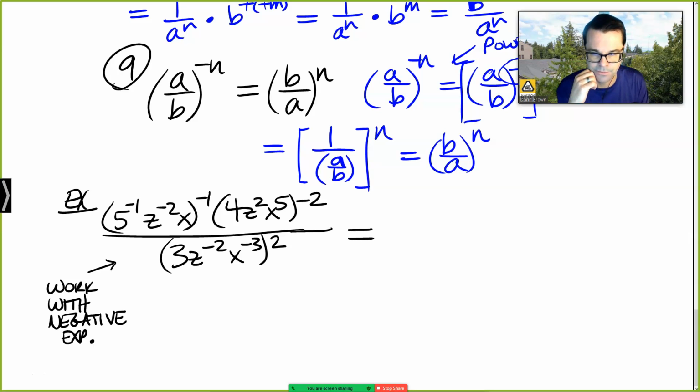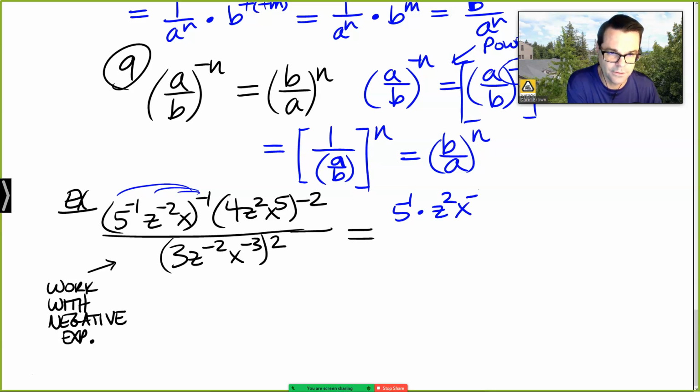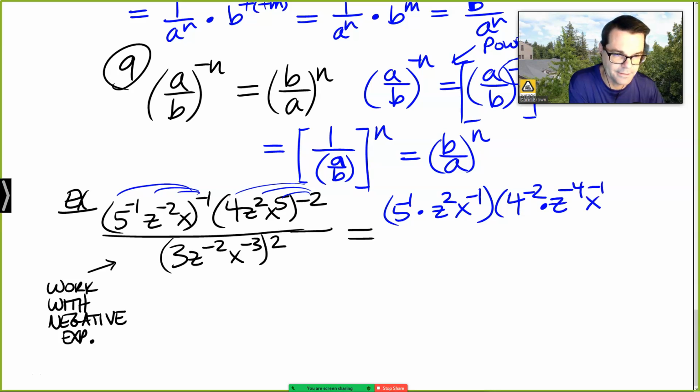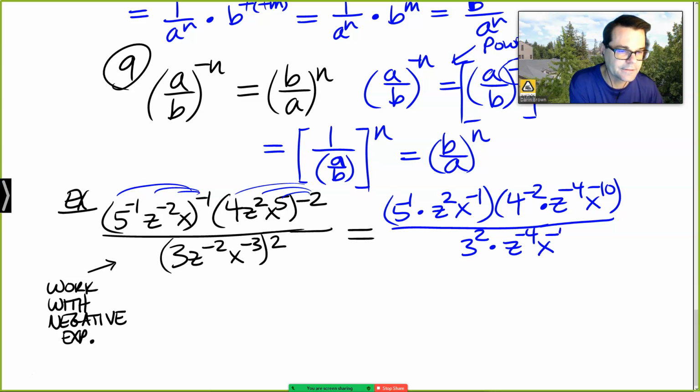So let's just distribute here. I start off with distributing the negative 1 exponent across here. So I've got 5 to the negative 1 times negative 1, so I've got 5 to the first, times z to the positive 2, x to the negative 1, times, distributing here, 4 to the negative 2 times z to the negative 4, x to the negative 10, all divided by 3 squared times z to the negative 4, x to the negative 6.